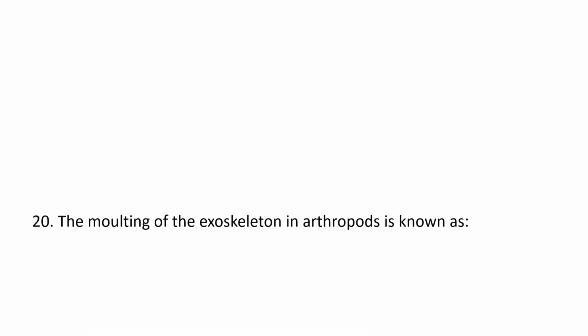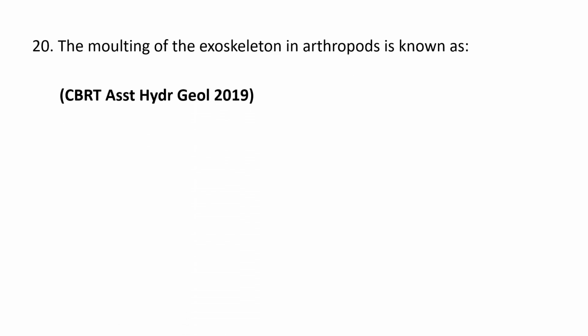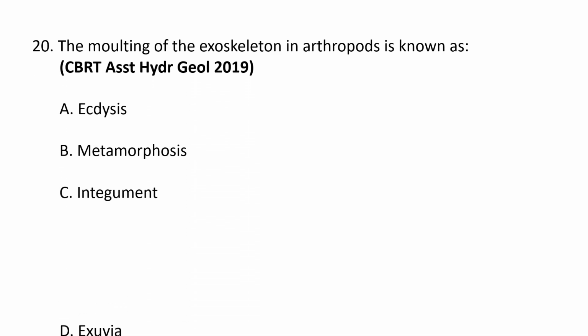Next question. The molting of the exoskeleton in arthropods is known as A. Ecdysis, B. Metamorphosis, C. Integument, and D. Exuvia. Animals belonging to the phylum Arthropoda possess a hard chitinous exoskeleton, which is shed periodically during the life cycle, and this phenomenon is called ecdysis or molting. A is the correct option.